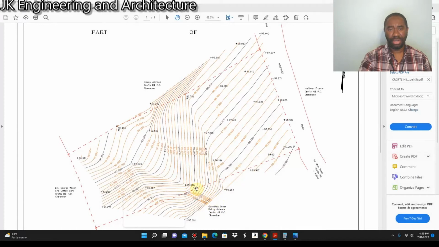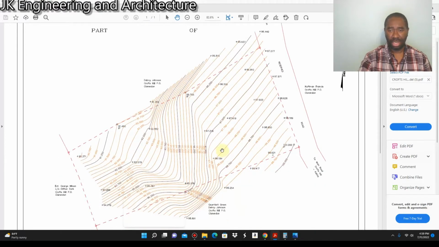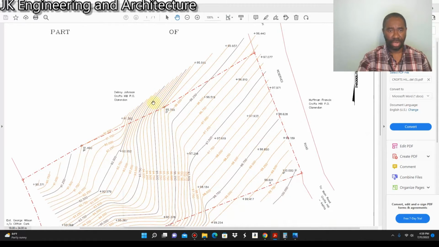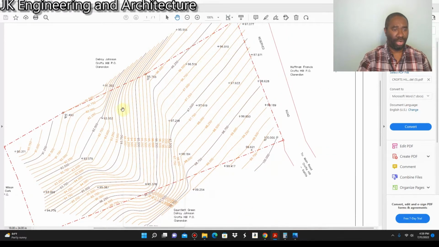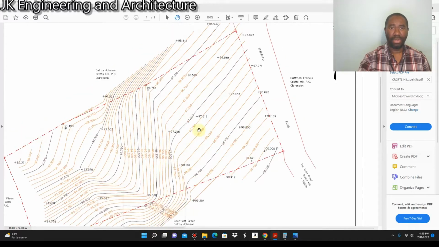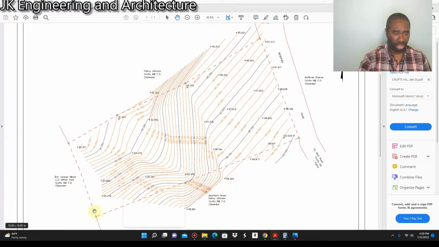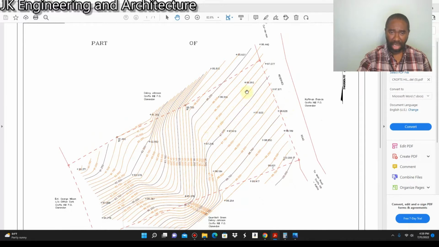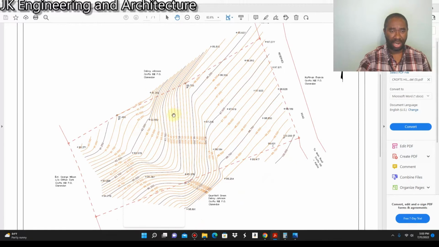Now, on your screen here is a graphical representation of what a topographical survey looks like. For those of you who are new to this and probably not understanding what is going on here, this is the surveyor diagram. This red broken line here represents the boundary, and these lines on the surveyor diagram are what are called contour lines.